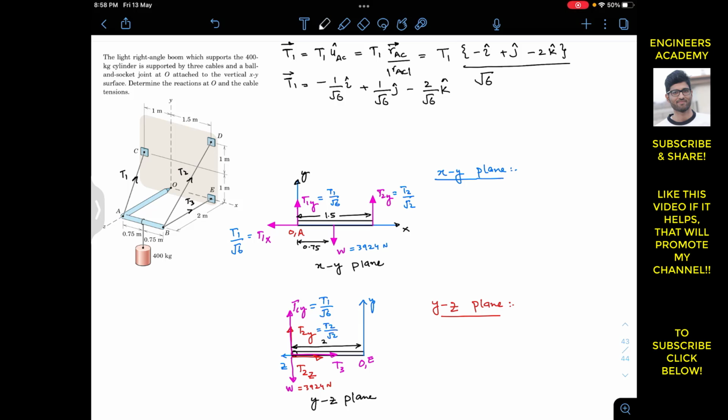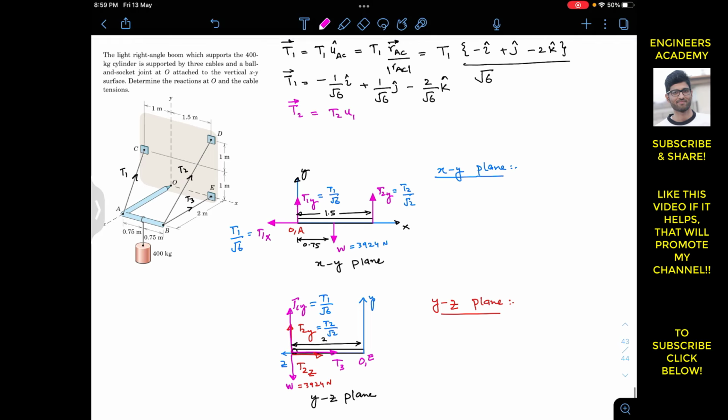Now we have to find T2. So T2 vector will be equal to T2 magnitude times the unit vector from B to D, since T2 is acting from point B to D, and the unit vector from B to D will be the position vector from B to D divided by its magnitude. Now again we can find the position vector from B to D. From B we will move along the x, y and z axis to reach that point D. So from B we need to travel this 2 meters in the negative Z.